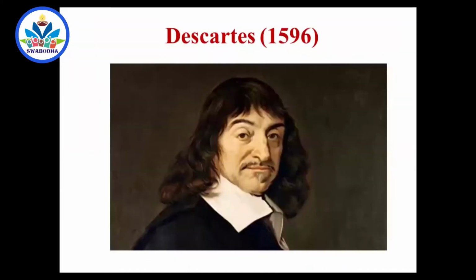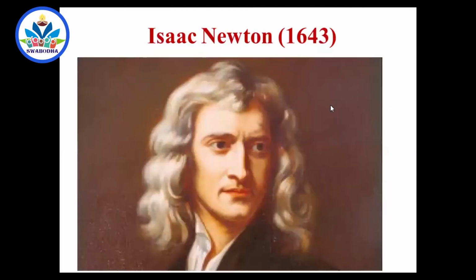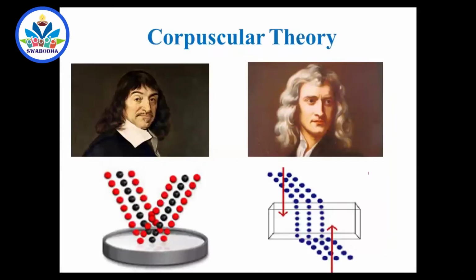Okay, and whatever we have studied is, the first idea about light was given by Descartes, and he said that light is a stream of particles, and he didn't put forward any theory. But Newton, at a later stage, studied Descartes' ideas and put them in a proper way, and he gave a theory called corpuscular theory.